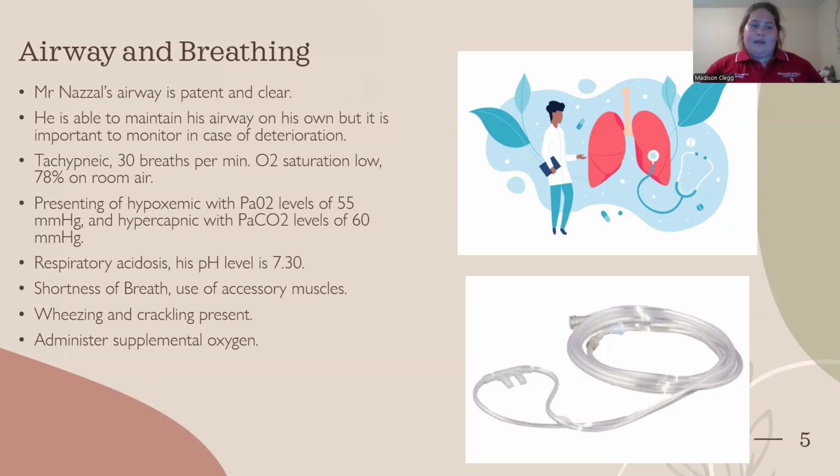Mr. Nazal is experiencing severe hypoxemia, which is indicated in his ABG results with a PaO2 level of 55, as well as hypercapnia with a PaCO2 level of 60. So because of this, Mr. Nazal is in respiratory acidosis, as indicated by his pH level of 7.30. He is also experiencing a shortness of breath and is using accessory muscles.